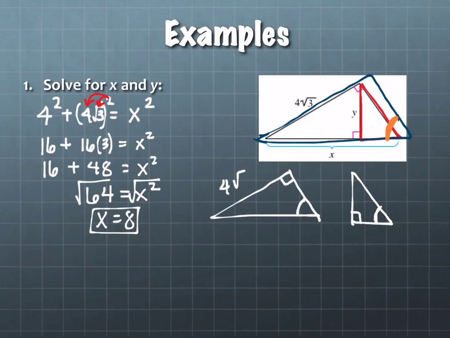This is 4 square root of 3. This is 8. And this is y, or sorry, this is 4. This one's y. This one we don't know at the bottom. We don't even have a letter for it. And this one is 4.